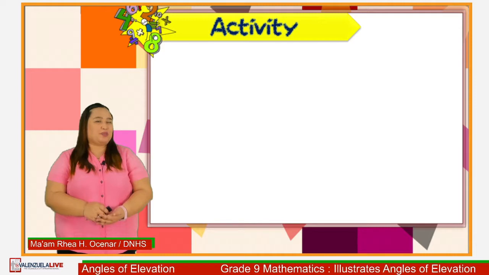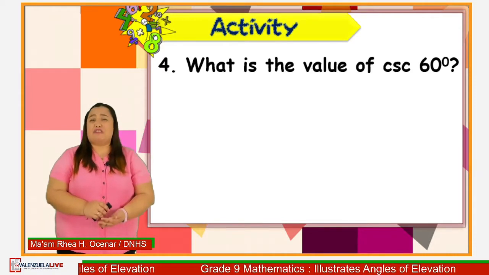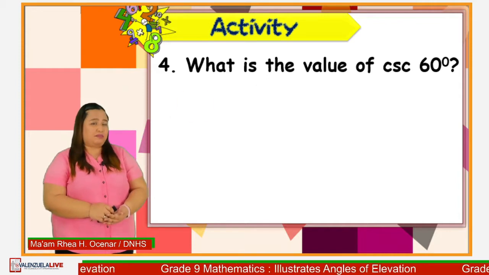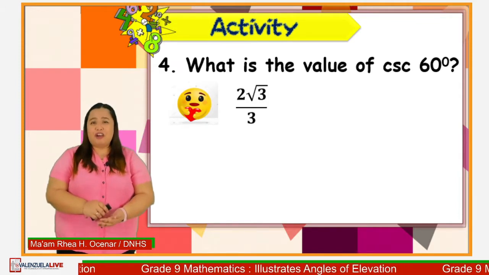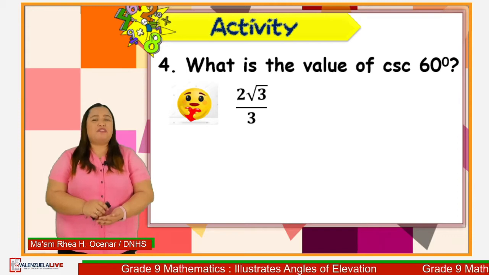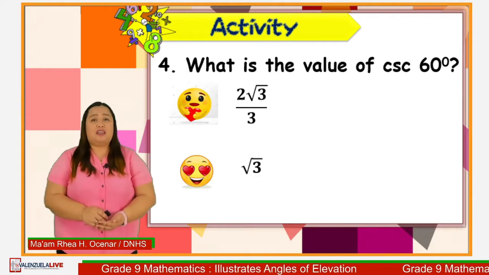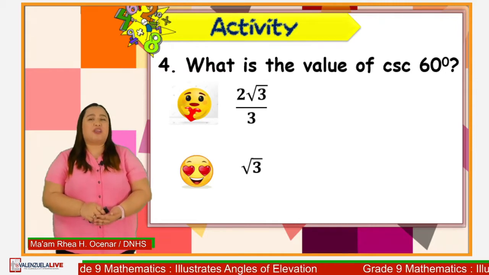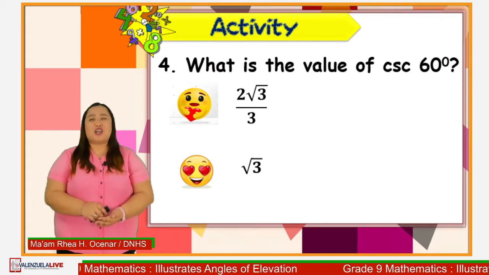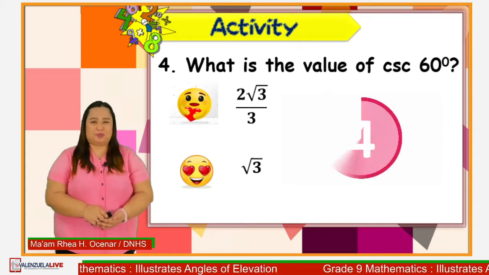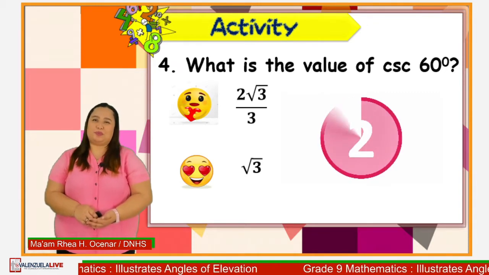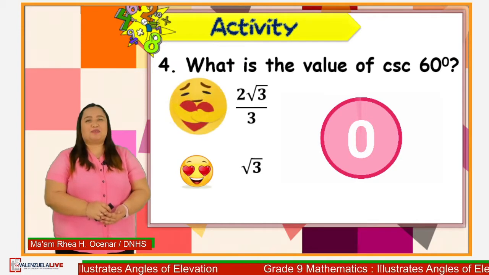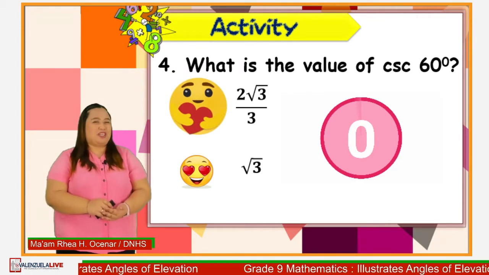Next question. What is the value of cosecant 60 degree? Hair emoji for 2 square root of 3 over 3 and in love emoji for square root of 3. 5 seconds, go. The answer is hair emoji.